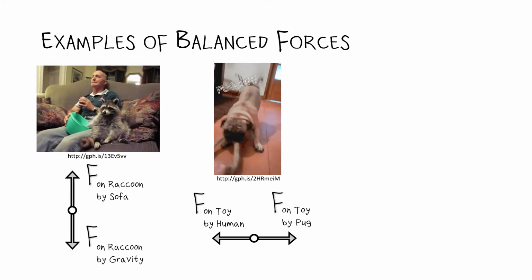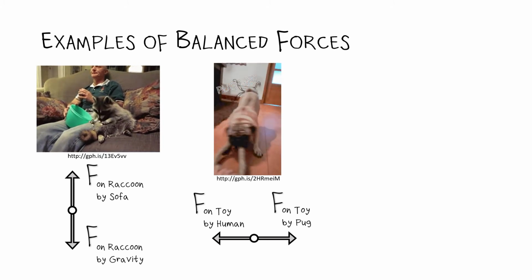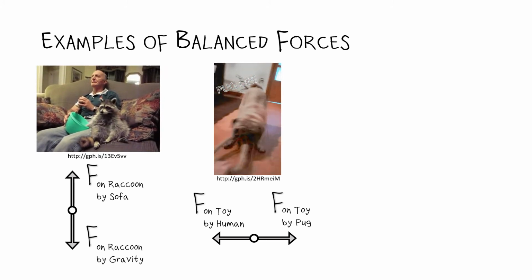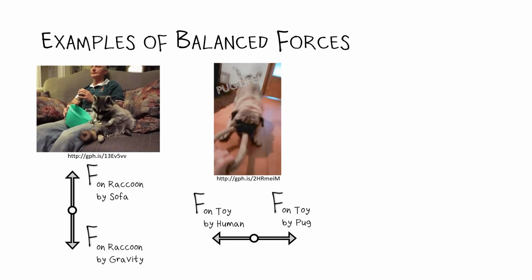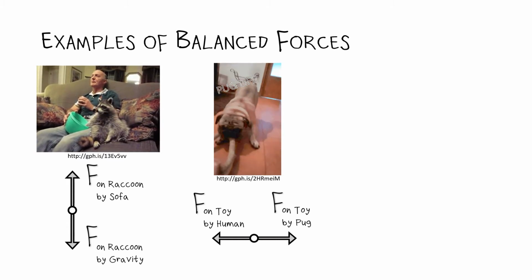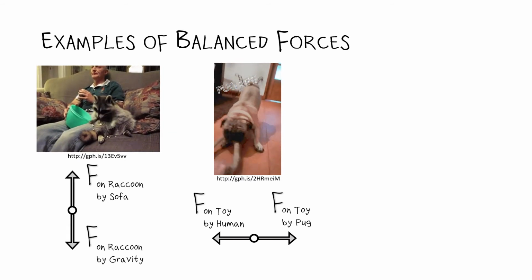And you can see here that there is a force on the toy by the human acting to the left. There is a force on the toy acting to the right by the pug. The arrows are the same length, which indicates that whatever the force is, I don't know what a decent pug can pull with, but they are balanced forces. No side is winning.